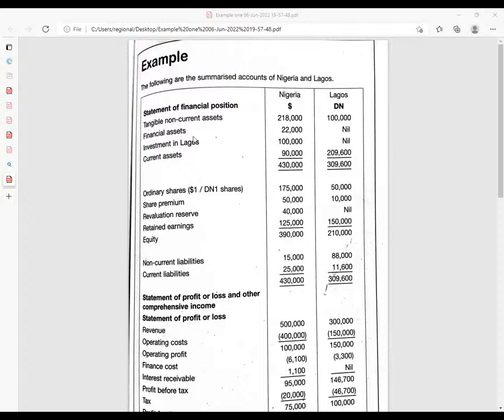We have financial assets there. The next thing is financial assets. The third thing there is investment in Lagos. There is no way we shall have an investment in Lagos. Lagos is our subsidiary. We can't really talk of us investing in ourselves. Investment in Lagos will be replaced with what we call goodwill. And then now we have the current assets.